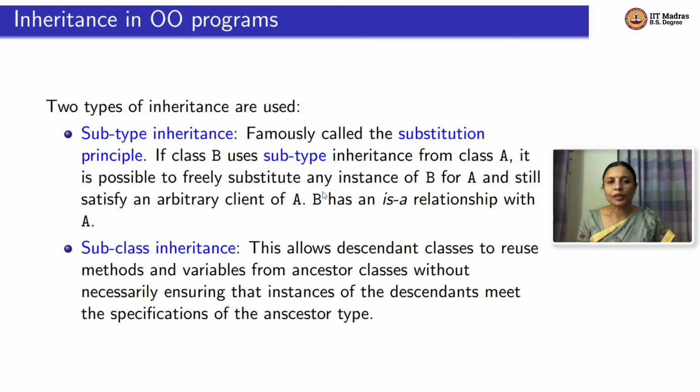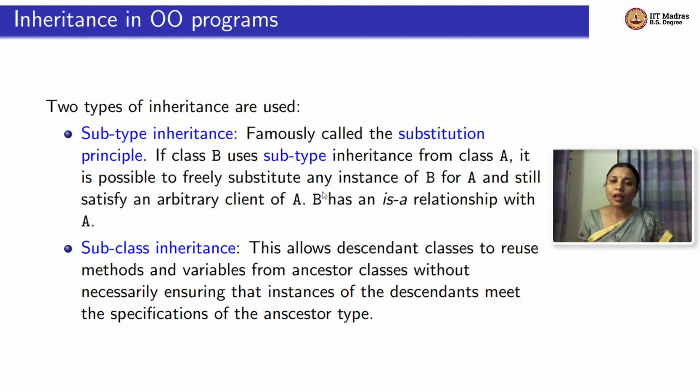So what does subtype inheritance or the substitution principle say? It says if a class B uses subtype inheritance from class A, it's possible to freely substitute any instance of B for A and still satisfy an arbitrary client for A. In which case, we say the class B has what we call an "is-a" relationship with class A.